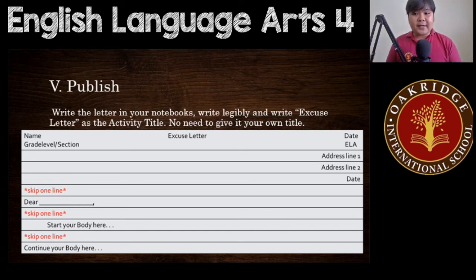This format over here. The activity title will be Excuse Letter. That will be in the top middle part. And then do not give your own title. This is a letter, so you do not give your own title. Remember, only in the header will you not skip any lines. But after the header, skip one line.